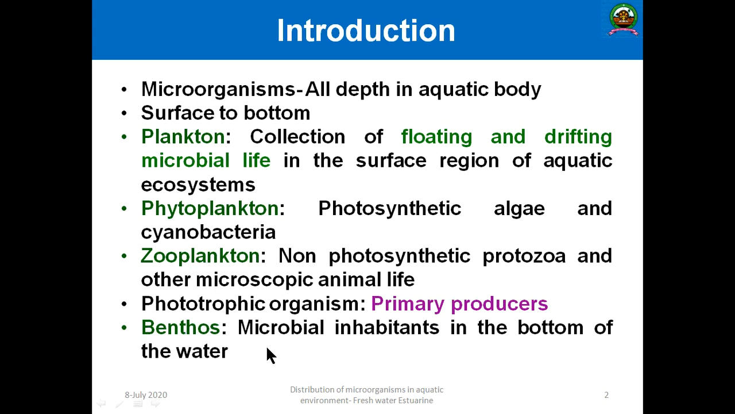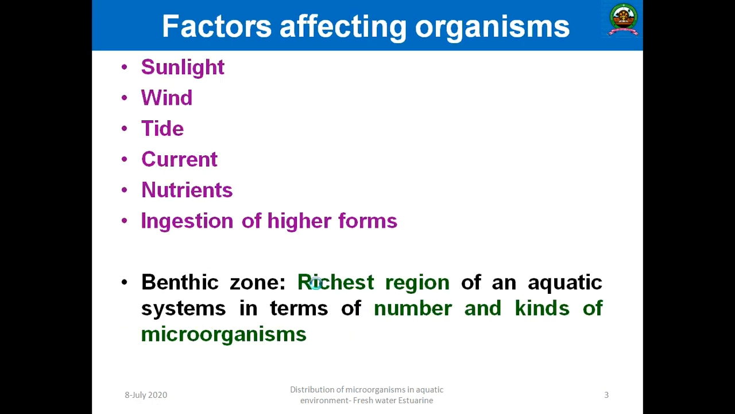And another group of organisms is known as benthos or benthic population. This is commonly present in the bottom of the aquatic ecosystem. They are the microbial inhabitants in the bottom of the aquatic ecosystem. So such kinds of organisms are known as benthos or benthic populations.